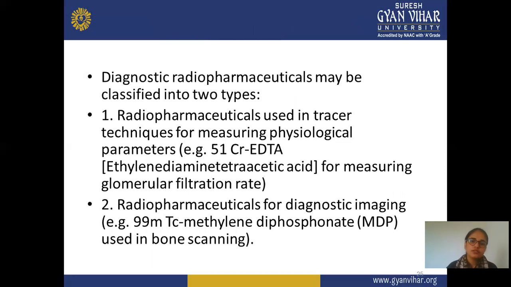Diagnostic radiopharmaceuticals may be classified into two types. This means diagnostic radiopharmaceuticals are further divided into two types. First is radiopharmaceuticals used in a tracer technique for measuring physiological parameters. One is the tracer technique, which is mainly used to check or trace a physiological parameter.